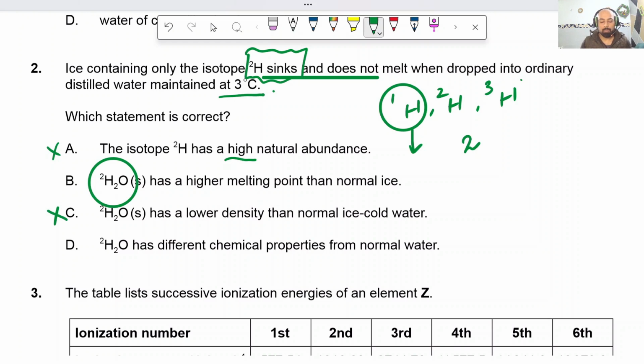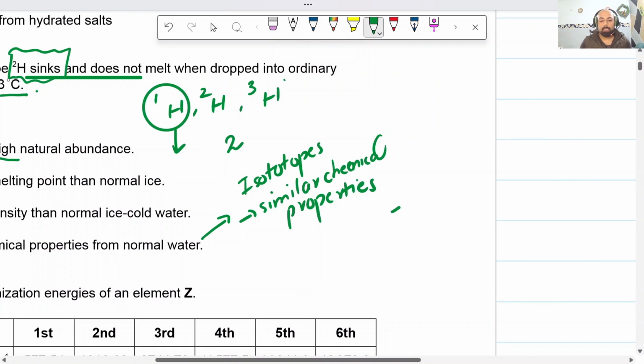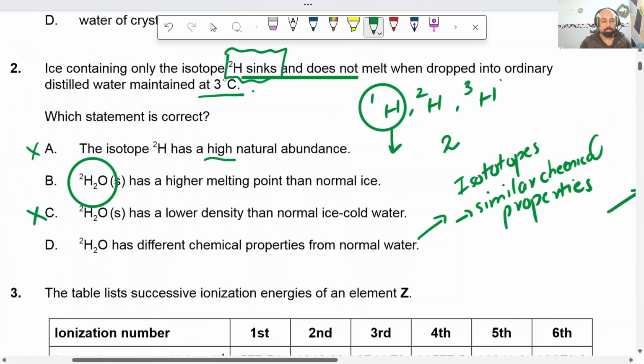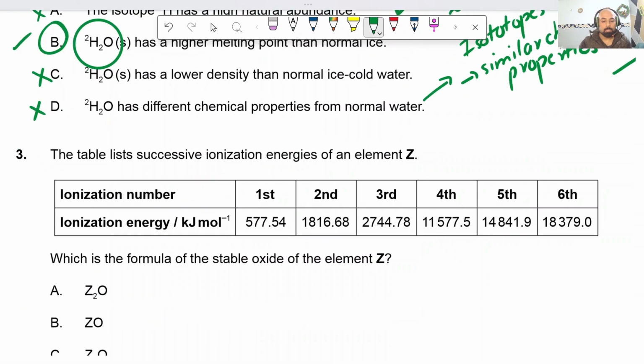And H2O has different chemical properties from normal water. Now, we know that isotopes have similar chemical properties. Why is this so? Well, they have similar chemical properties as they have the same electronic configuration, right? So this is also a wrong option. The most appropriate answer for this question is B. Let's move towards question 3.